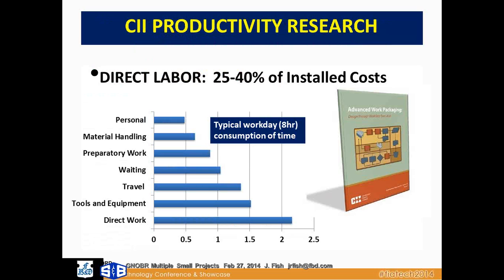And here's your CII productivity research. Notice that when you look at all the things the craftsman does in a typical 8-hour day, down there at the very bottom, direct work, 2.2 hours. Out of an 8-hour day, the average craft worker is on his tools 2.2 hours a day. That's our problem right there. Go to the next slide.